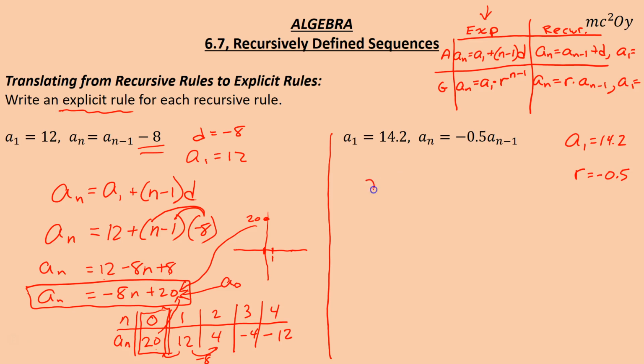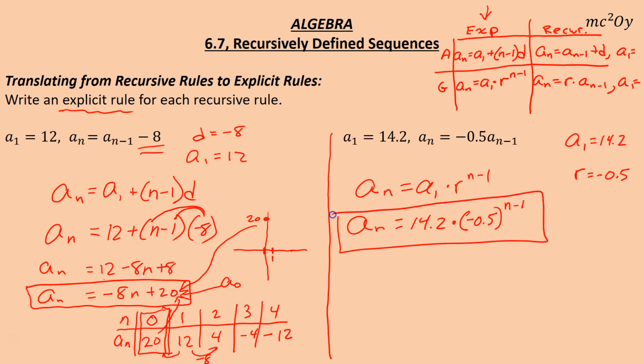So if I want my geometric for explicit, that's a sub n. It's equal to a sub 1 times r to the n minus 1. And a sub n is equal to a sub 1, which is 14.2, times r. And since it's a negative, I'm going to put it in parentheses, to the n minus 1. And that is our explicit formula. So that's our equation for the geometric there. Just double check and make sure everything looks good. Okay, so let's go ahead and move on here.